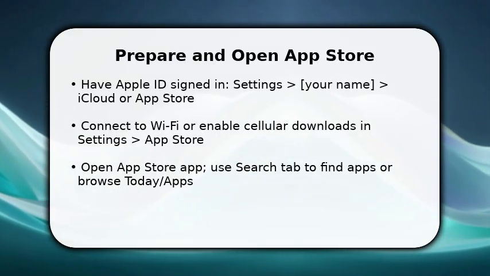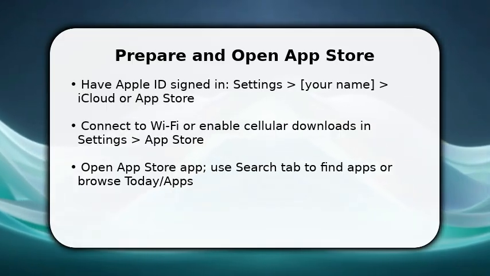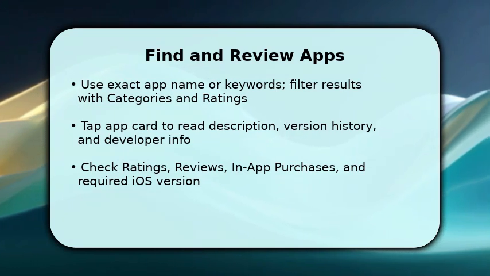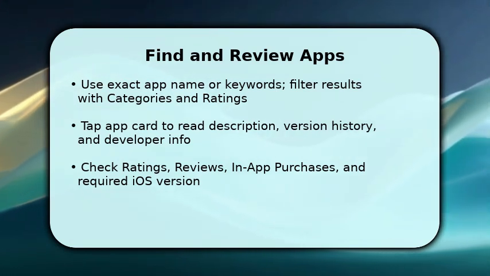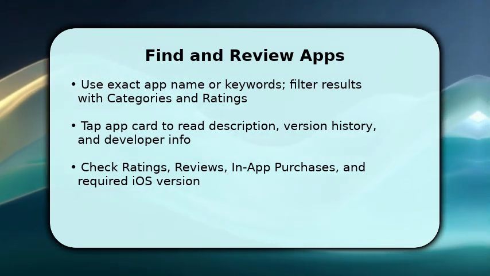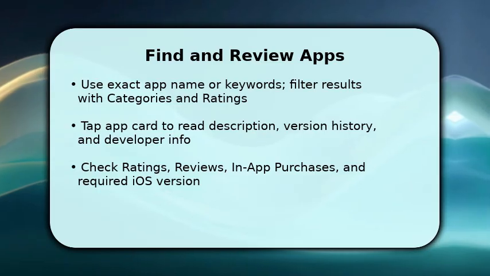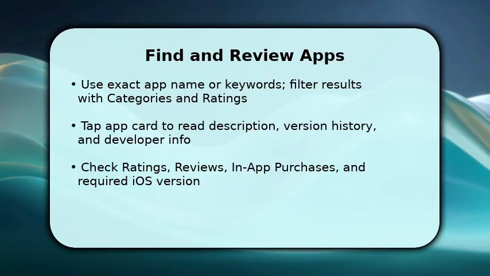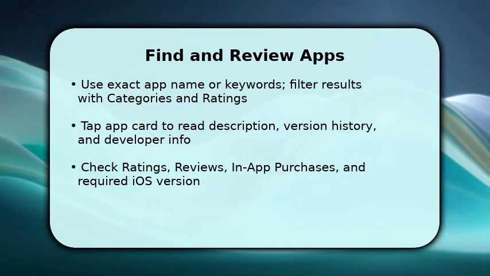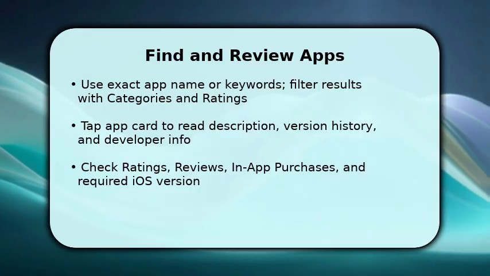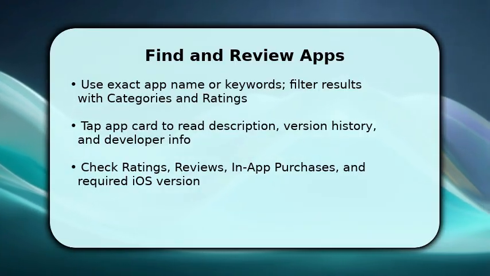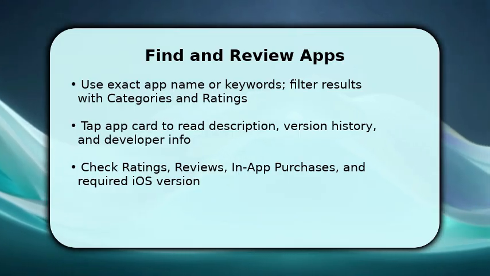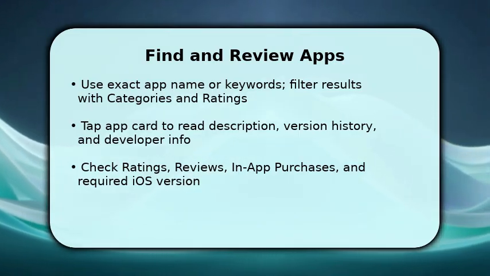Now tap Search and enter the app name to move to the next step. You'll now narrow choices. Type the exact app name or strong keywords and glance at categories or top charts to filter. Tap an app card to read the description, view screenshots, and scan the version history so you know what changed. Make sure to check the developer, ratings, and reviews to judge reliability. Look for required iOS version and any in-app purchases. Once you're confident, tap the price or get button to initiate install and authorize if prompted.